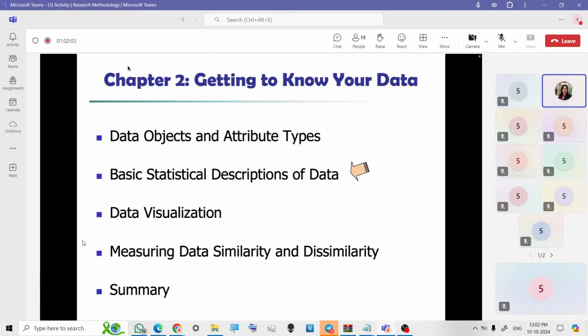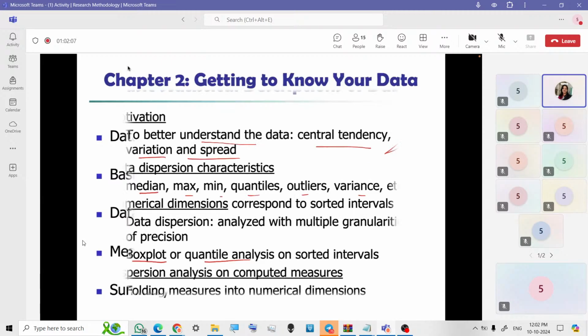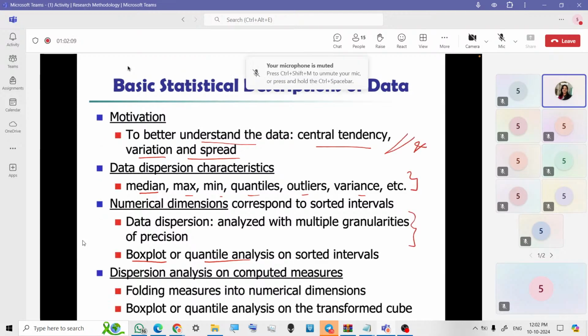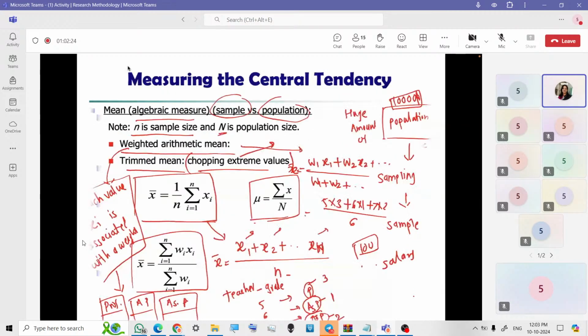Okay, so basically how do I represent my data? How do I describe my data? To describe my data, understanding of data is very important. Central tendency, variation and spread are very important. So for that purpose, we calculate a mean, and there are different techniques of mean. Mean is just taking an average of elements divided by the total number of elements, right?